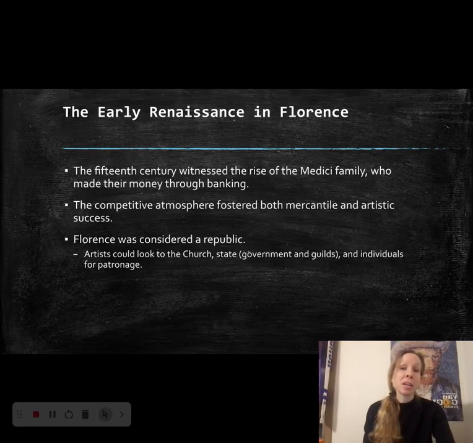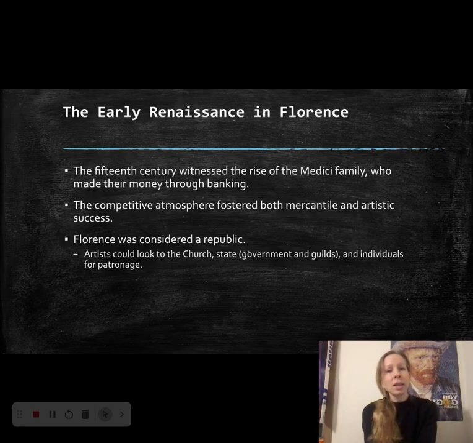All right, so the early Renaissance in Florence. So the 15th century witnessed the rise of the Medici family, who made their money through banking. And so the competitive atmosphere fostered both mercantile and artistic success, and Florence was considered a republic. So artists could look to the church, states, government guilds, and individuals for patronage. So patronage was really increasing in its diversity.